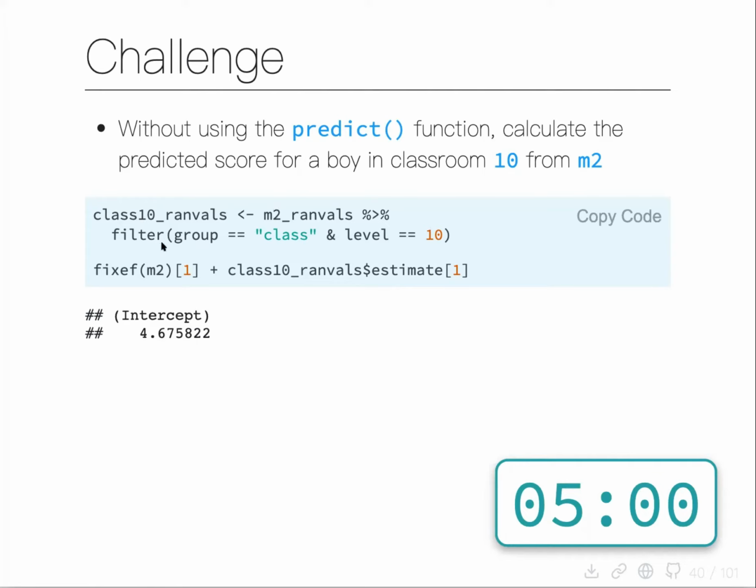So we're going to take the class 10 RANVALs for M2. So I'm filtering where group is equal to class and level is equal to 10. But then when I'm making my prediction, I'm using the first fixed effect, which is the intercept, and then I'm adding that to the intercept deviation for classroom 10. But I don't have to worry about slope at all, because the slope is only there if sex equals girl, and in this case, sex equals boy. So I don't have to add in the slope for the student based on the 4.29 or whatever it was, and I don't have to worry about the classroom deviation for the slope either, because both of those, we would just be multiplying by zero anyway.